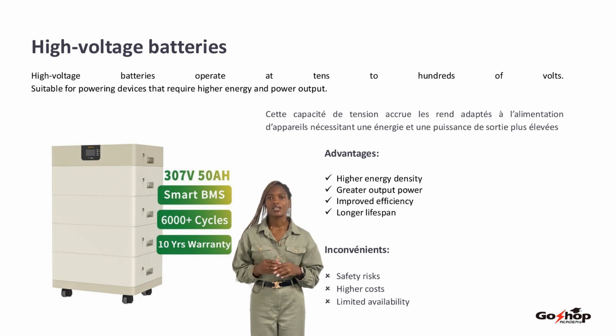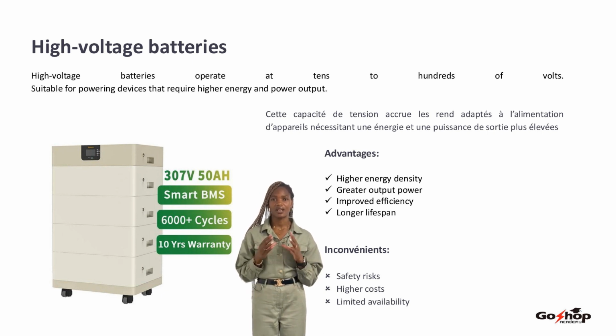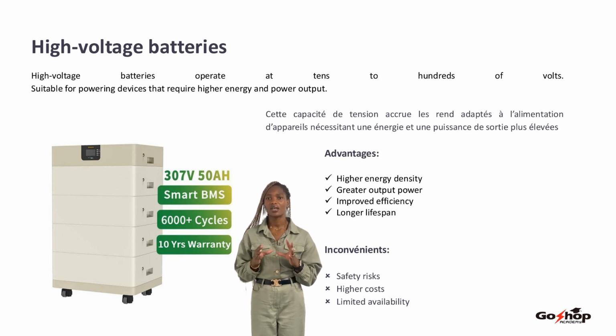High voltage batteries are capable of operating at high voltages from tens to hundreds of volts. They are ideal for powering high energy and high power devices. Advantages: higher energy density means more energy in a smaller volume, greater output power, better efficiency, longer lifespan. Disadvantages: higher safety risks. The higher the voltage, the greater the danger in case of failure. Higher cost, both purchase and maintenance. Less availability on the market.